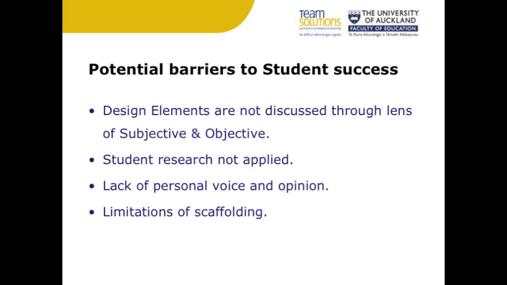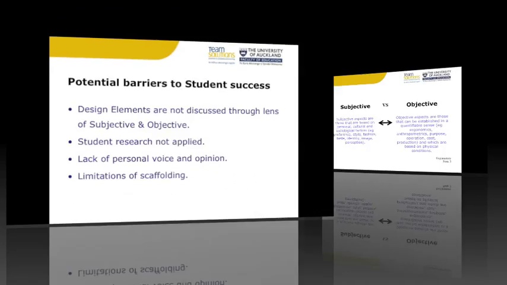Further feedback from the assessment reports for 2014 suggests that there are four main barriers to students achieving success within the standard. Number one, design elements are not discussed through the lens of subjective and objective. Number two, student research is not applied. Number three, there is a lack of personal voice and opinion. And number four, scaffolding can be limiting to student success. Let's unpack each of these in more detail and discuss the connotations further.